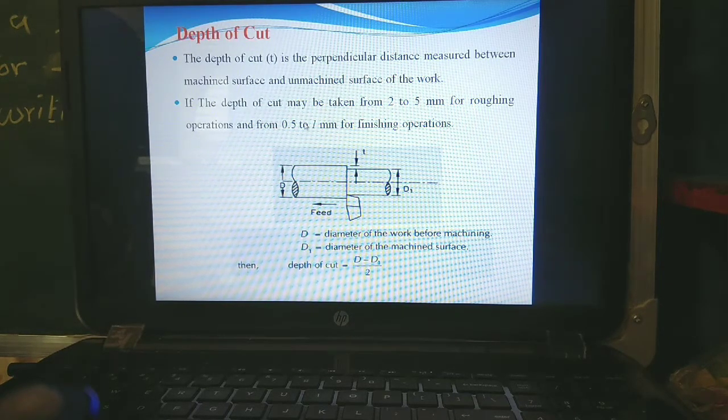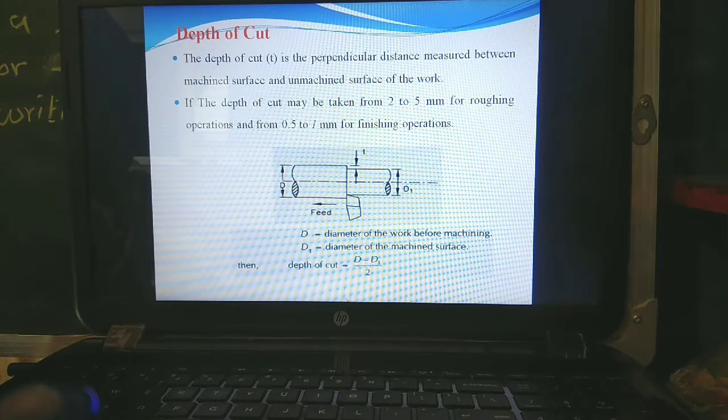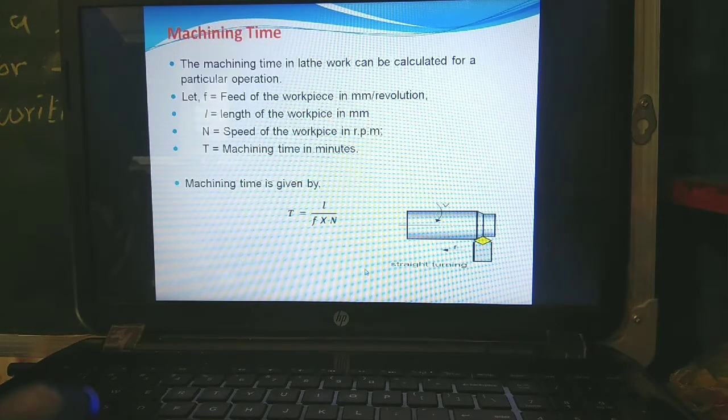Then depth of cut. Depth of cut is the perpendicular distance measured between the machined surface and the unmachined surface of the work. The depth of cut may be taken from 2 to 5 mm for roughing operation and from 0.5 to 1 mm for finishing operation. Again, this figure shows D is the diameter of the job before the operation. After the operation, D1 is the second diameter, that is the machined surface. Then depth of cut can be calculated by D minus D1 upon 2.